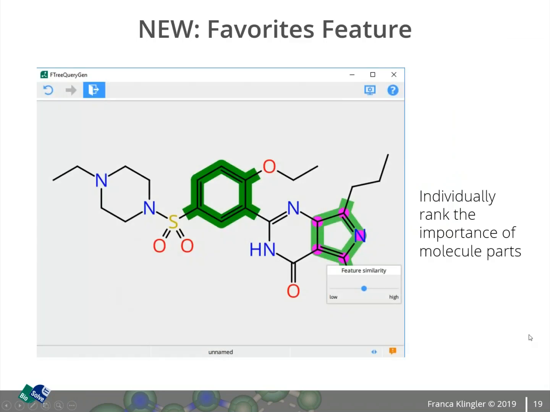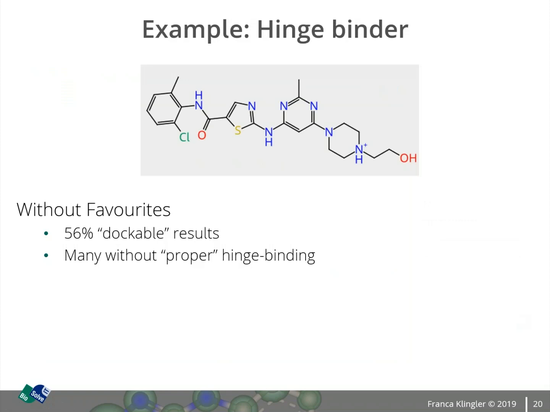And what's quite new in there is you can define as well favorite features, so you can rank importance of which feature tree node is most important for you, and you can click on those parts of the molecule and say, but this one shall be very similar, or this one actually I want to have still pharmacophoric similar, but with a lower F-tree similarity, so a little bit distinct from your starting point. So a good example for using those favorite features is when you look for certain motifs, like a hinge binder, for example.